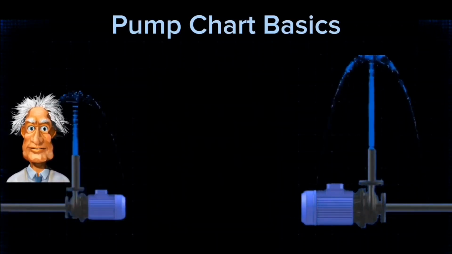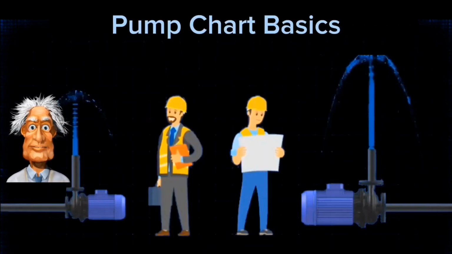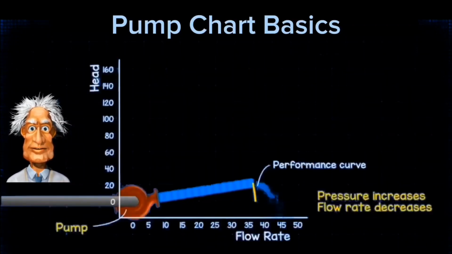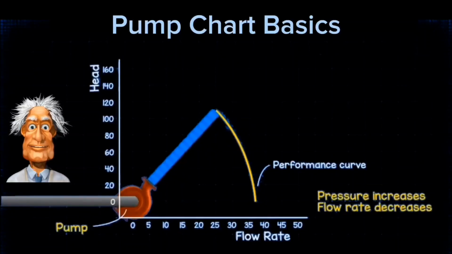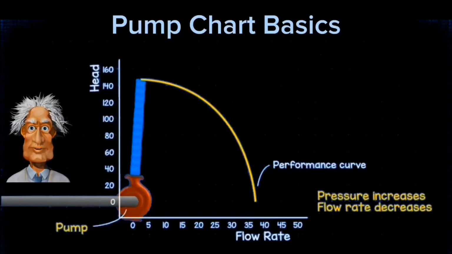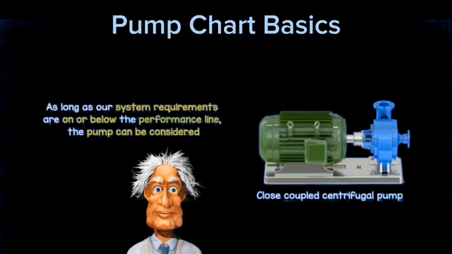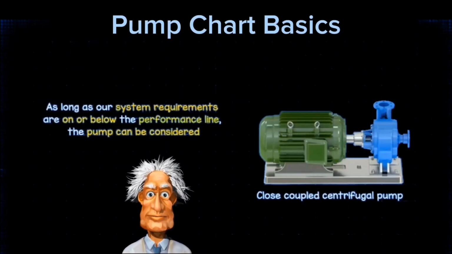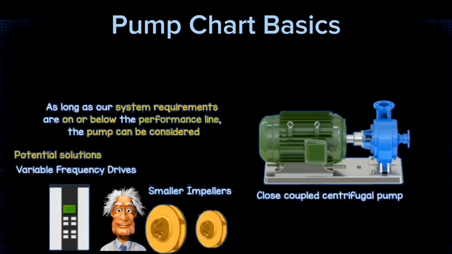The performance curve will be different for each pump, and some will suit our system needs better than others. You will usually see that as the flow rate increases, the head pressure decreases. When selecting a larger centrifugal pump, as long as our system requirements are on or below the performance line, the pump can be considered. We can potentially use smaller impellers or variable frequency drives to better suit our requirements.